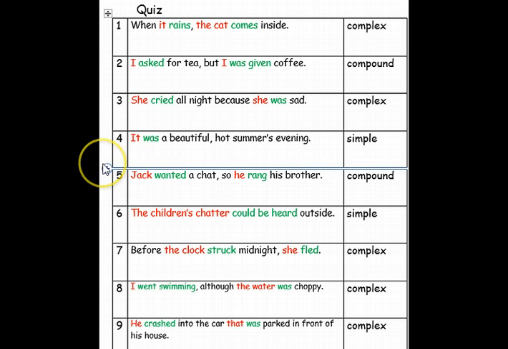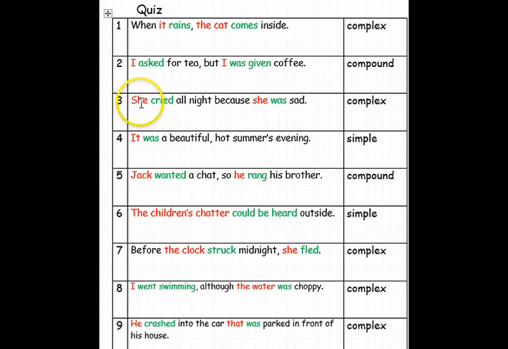Okay, then let's have a look at the answers. We've got a subordinating conjunction here. We've got subject and verb, another subject and verb. This bit doesn't make sense on its own, and this bit does. Therefore, it's a complex sentence. I asked for tea. There's a subject and verb. I was given coffee, a subject and verb. We've joined the two together with a coordinating conjunction, therefore this is a compound sentence.